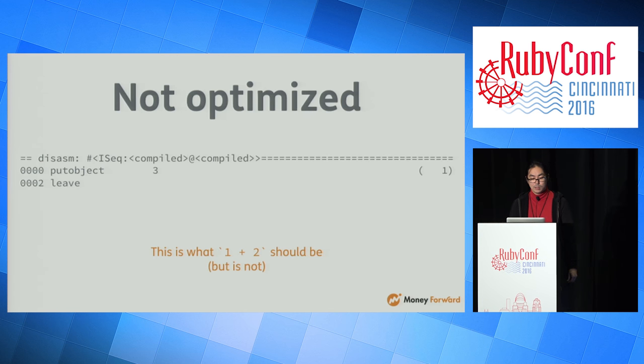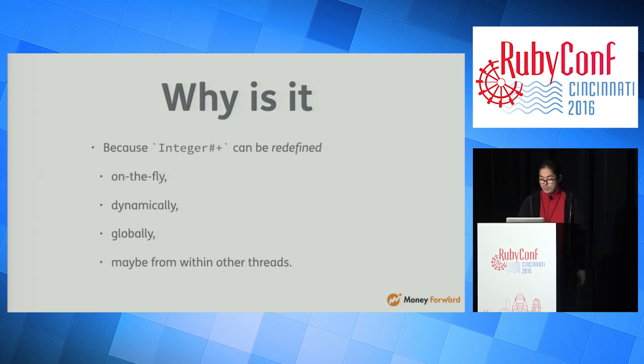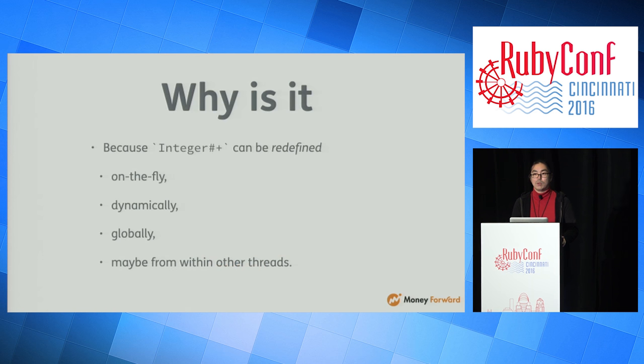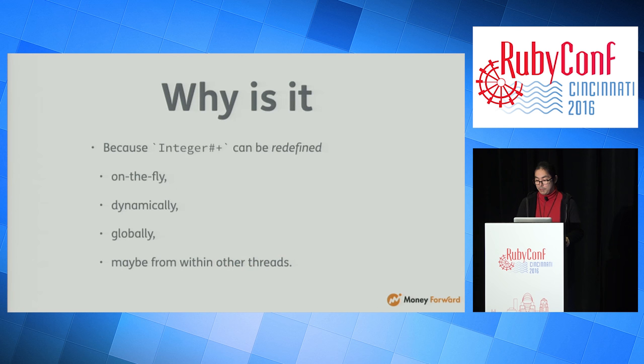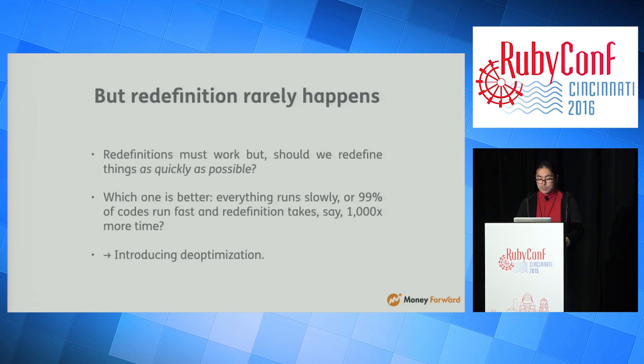But wait, 1+2, it might be 3, right? The way we evaluate this is too complex. It should be just 3 like this, but it's not. The reason why we can't do this is because what I said, that 1+2 must be 3, is actually wrong. It could be redefined dynamically and globally. So it is pretty difficult to make sure 1+2 is always 3 beforehand. That is the reason why we calculate every time.